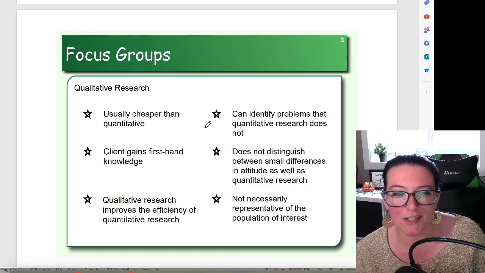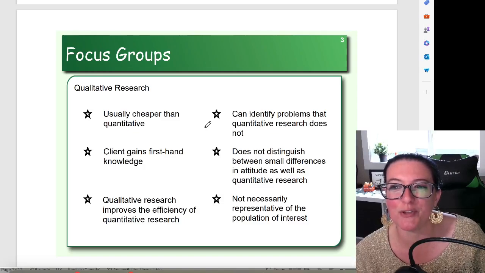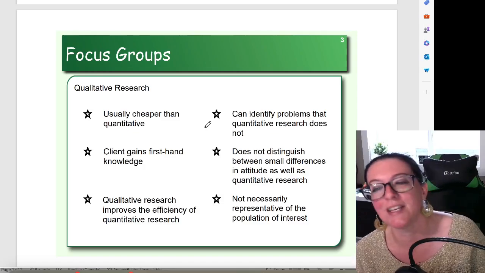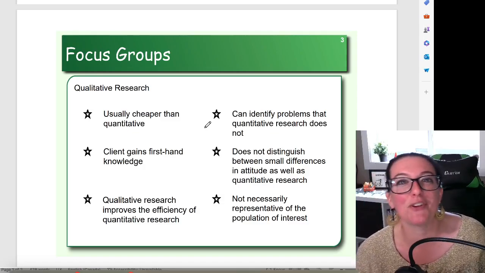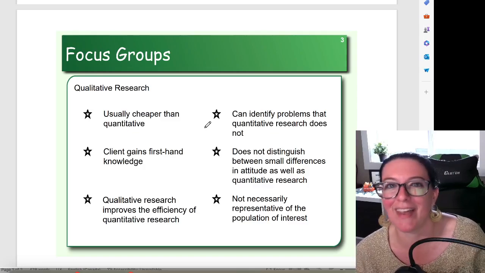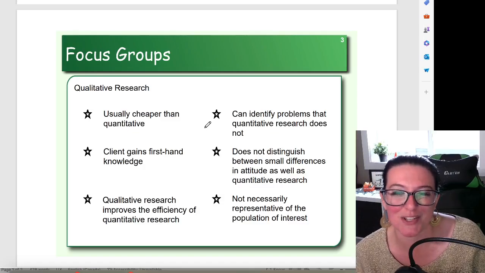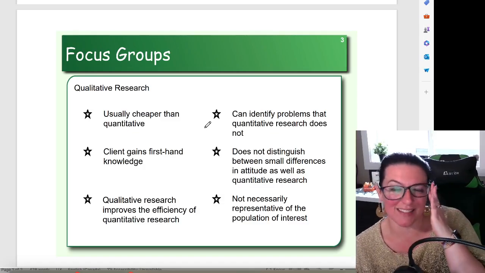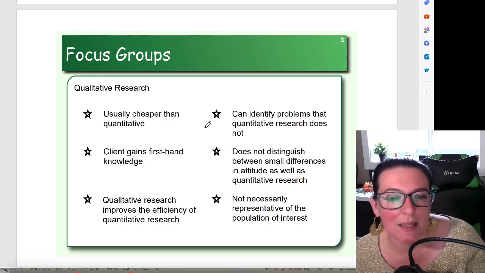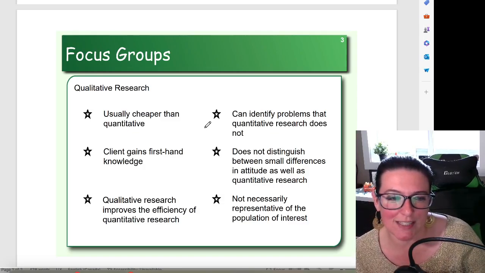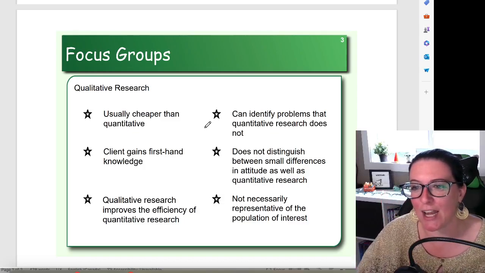So qualitative research, the sample size is small, and if you're using the basic analysis methods we're going to talk about in the next couple videos, then it's cheaper. If you're going to go AI approach, then it's more complicated and requires more computational power. So we'll look at it from both ends in our set of videos. The benefit of qualitative research is that your client can gain firsthand knowledge.